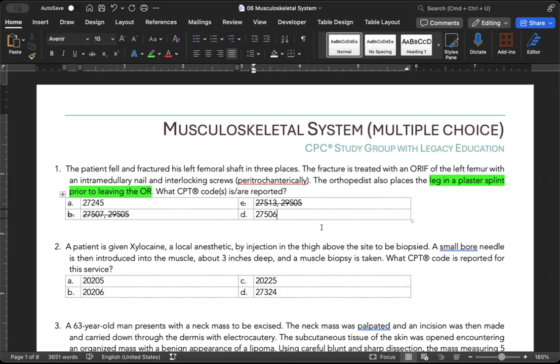Okay, so let's look at 27245. Your code description for 27245 is the treatment of an intertrochanteric, peritrochanteric, or subtrochanteric femoral fracture with an intramedullary implant with or without interlocking screws and a cerclage. Is that what we did? Is that the right location? What do you guys think? 27245.